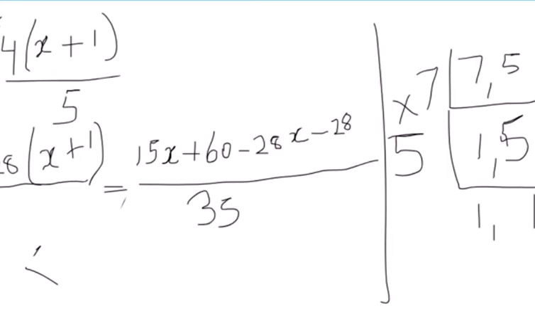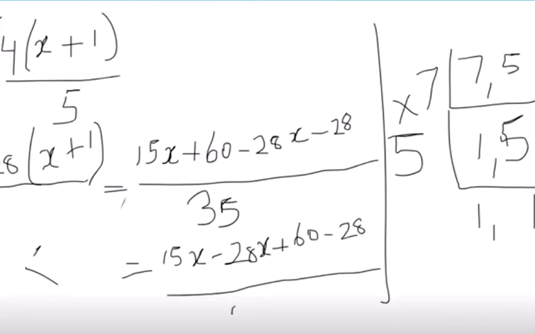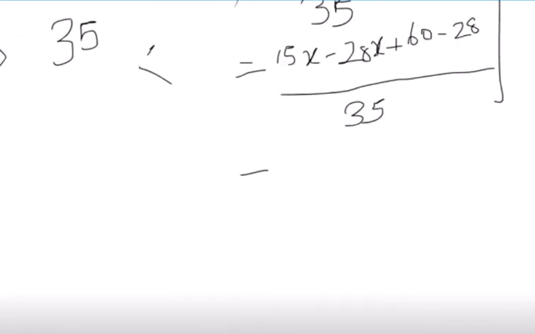Now as you can see, my numerator, I have x terms and numbers. So I'm going to group my x terms together and add them or subtract them. And then I'm going to group my numbers together and add them or subtract them. So I have a total of 15x. Are we seeing it? 15x. What is the next x term? Minus 28x. Alright, so I'm going to write it. 15x minus 28x. Then my numbers, I have what? Plus 60 minus 28. Alright, all over 35.